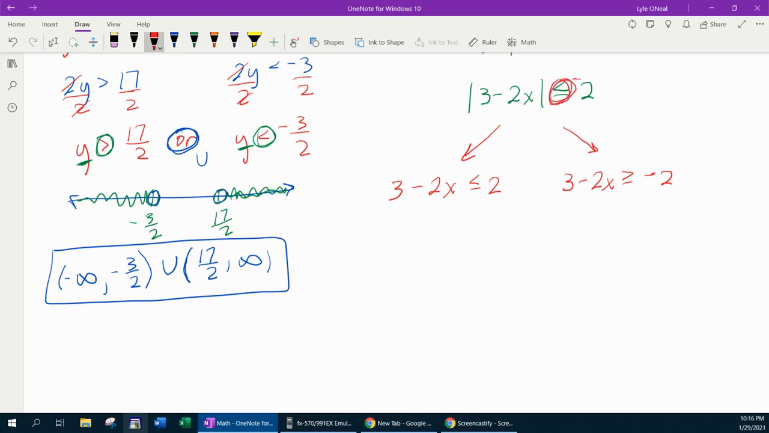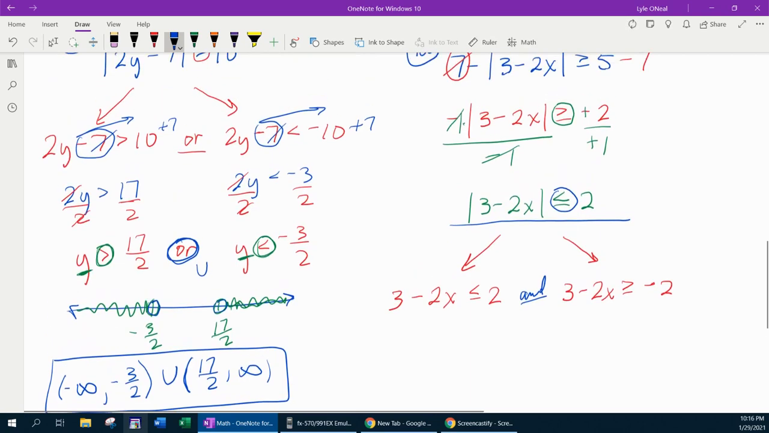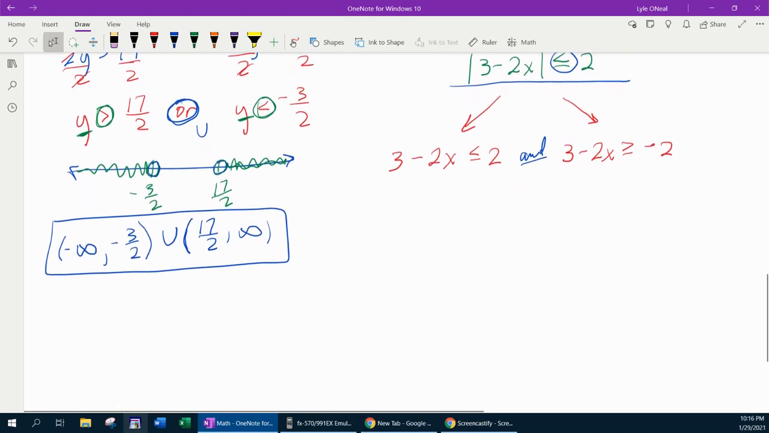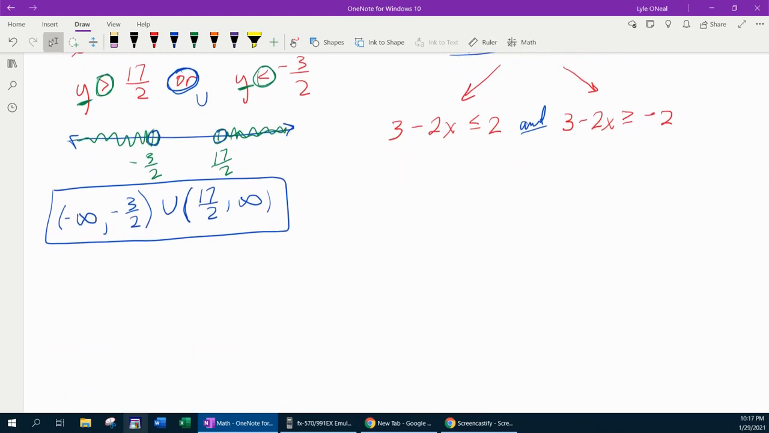Got it? Now, what word should go in the middle? What word should go in the middle? Well, we're going to have to go to this step here where the absolute value is isolated and then say, well, this was less than or equal to. So this is going to be an and inequality. You go back to the step where the absolute value was isolated, and that's where you determine whether it's an and or an or. And now we're going to have to solve for x.